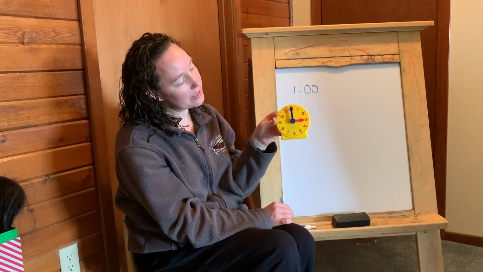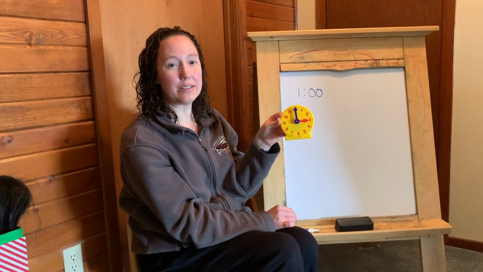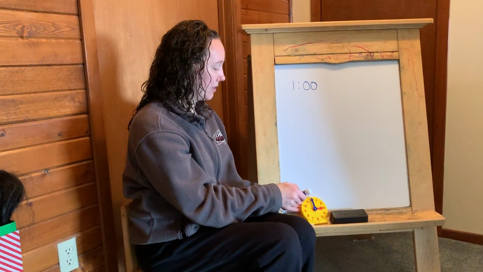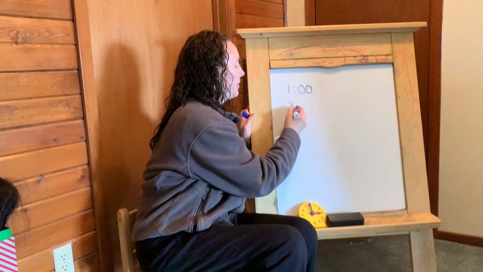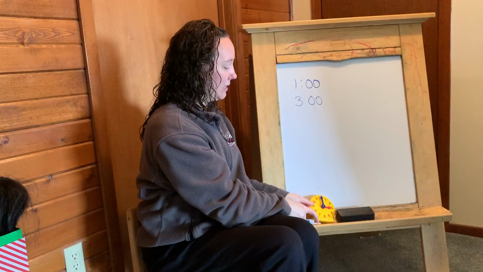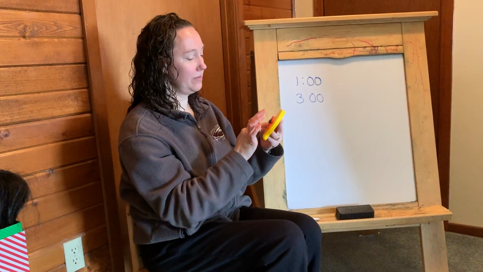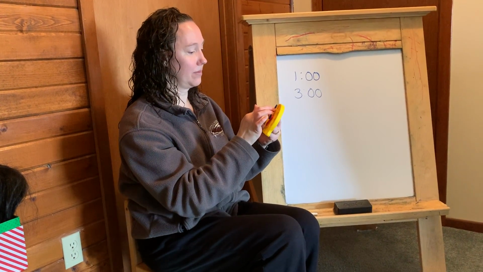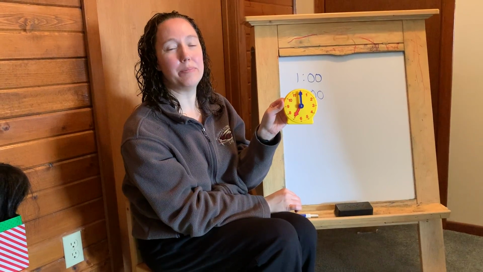What time does my clock say? 3 o'clock. How would I write 3 o'clock? 3 dot dot 0 0. Let's try another one. Now what time does my clock say?